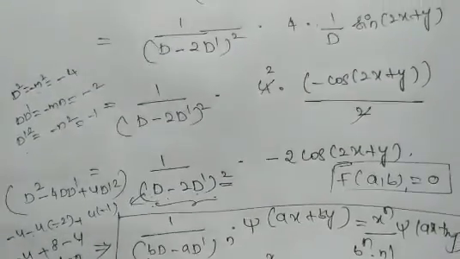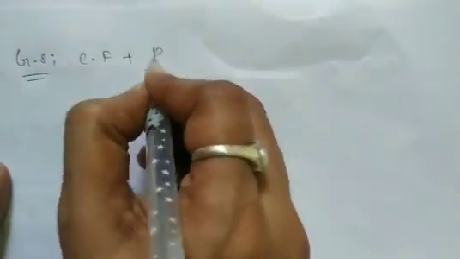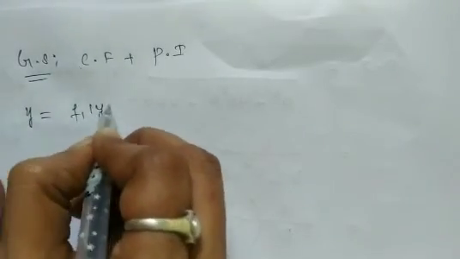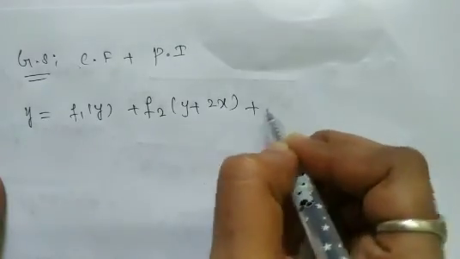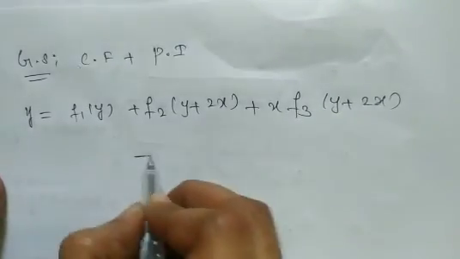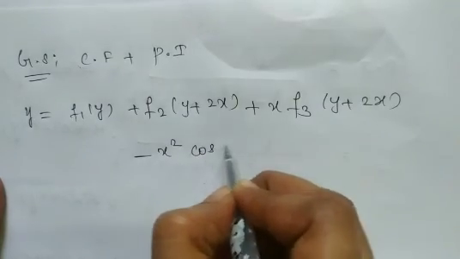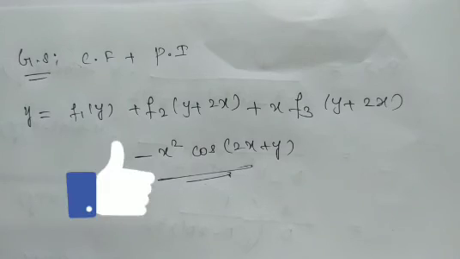So therefore our general solution equal to complementary function plus particular integral. So y equal to f1 of y plus f2 of y plus 2x plus x into f3 of y plus 2x and minus x square of cos 2x plus y. So this is the solution of the given problem.